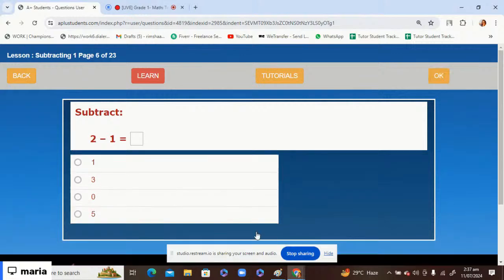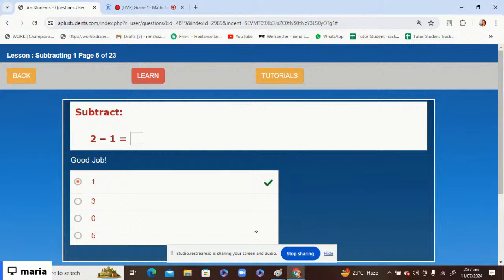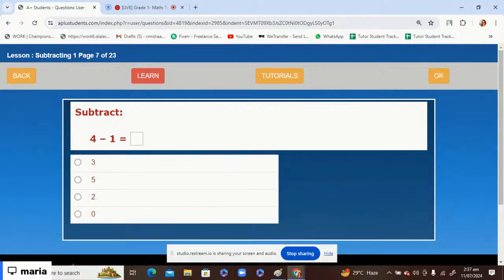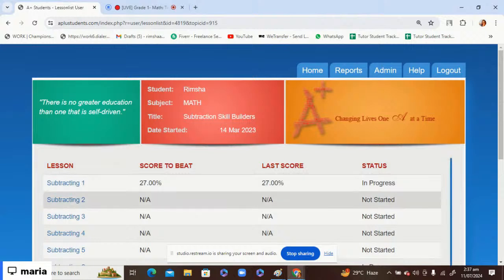Okay, so 2 minus 1, that is 1, already solved. Hope you guys understand this lesson. Now let's discuss the next, that is subtracting 2.